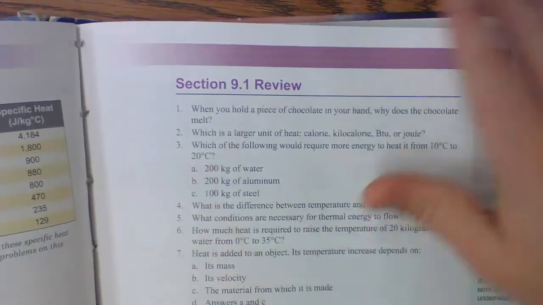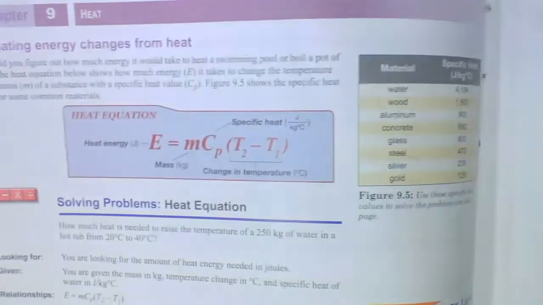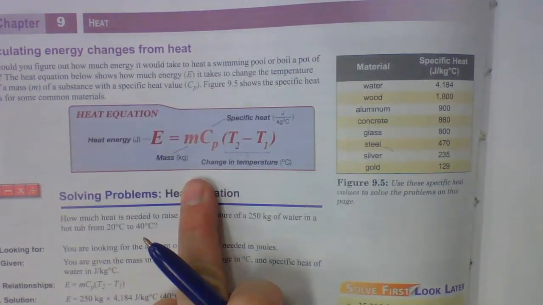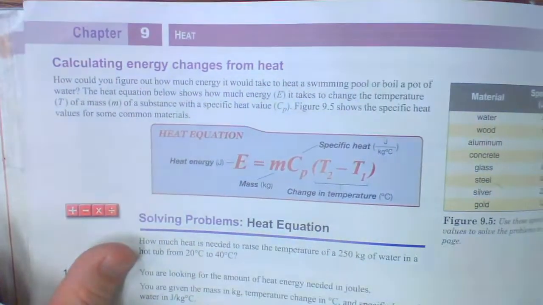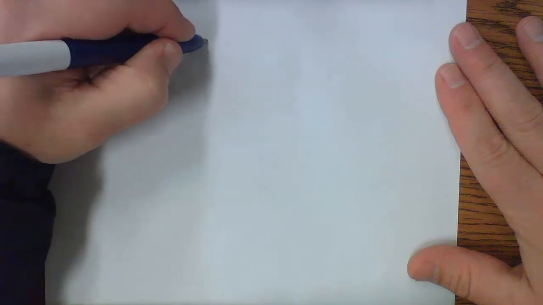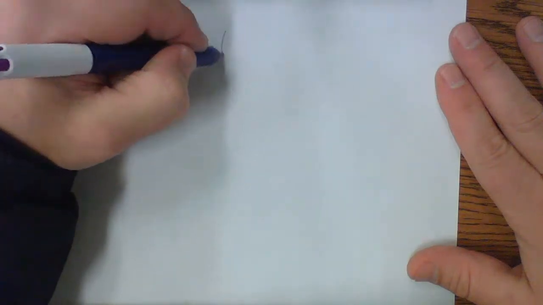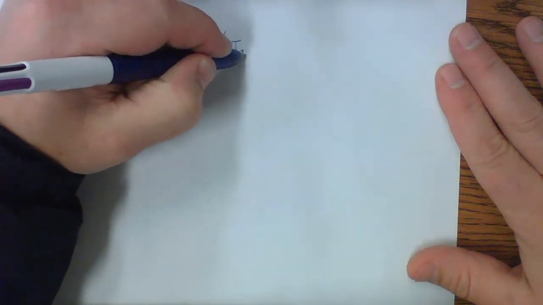Okay. Now this brings us to this in our notes. You should have this heat equation in here. Okay, so this is our heat equation, and I thought I'd go ahead and do this on some paper so we can look at this one. So if you wanted to add this to your notes, this would be good. E is our heat energy, is equal to m, the Cp, which is specific heat, times the change in temperature.